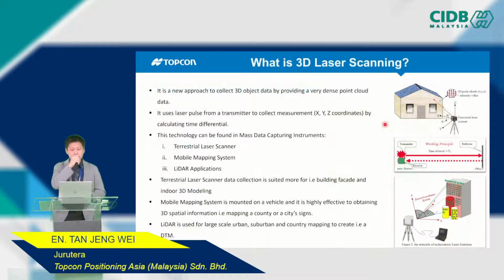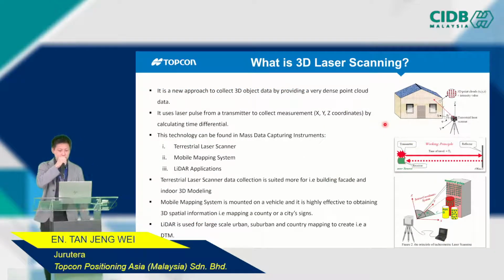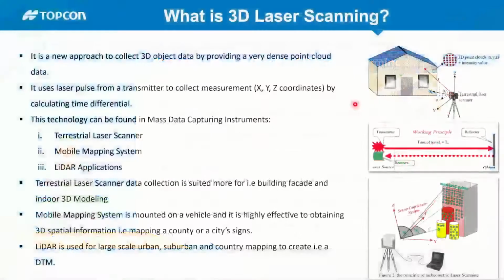So this is the introduction of 3D laser scanning. It is a very new approach to collect 3D object data. Basically, with 3D laser scanning, we can produce very dense point cloud data. The idea is that it uses a laser pulse from a transmitter to collect the measurement, which is the XYZ coordinate, by calculating the time difference. If you refer to this picture, you will have a better idea.